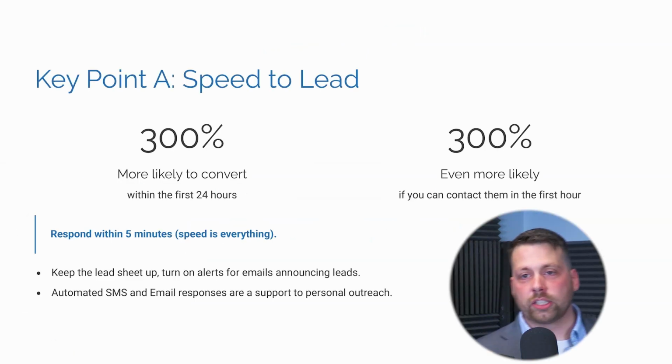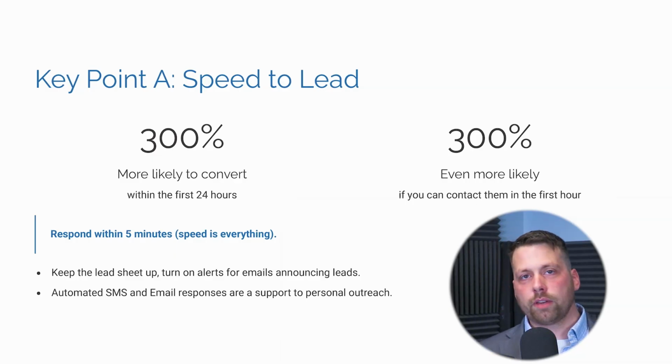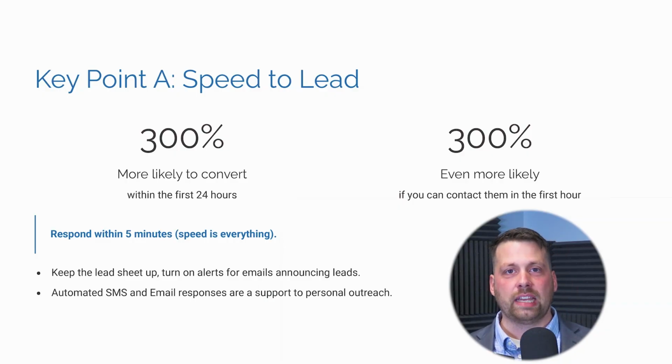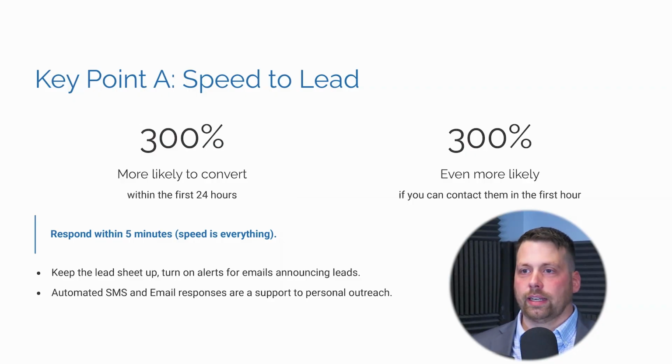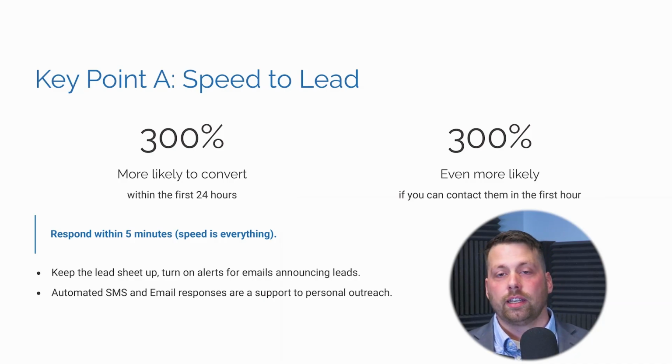Okay, the next spot that we're going to talk about is speed to lead, okay? So if you can reach a person within 24 hours of the lead coming in, you're 300% more likely to book that appointment than if you don't reach them in the first 24 hours, okay? If you get 10 leads and you get a hold of them within 24 hours, you're going to convert 3 times more of them than you would if you didn't get to them for another 2 days. And you got to think about that.